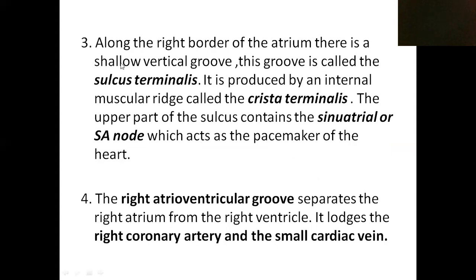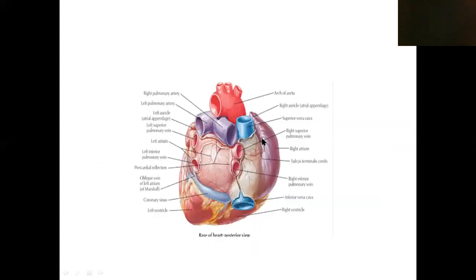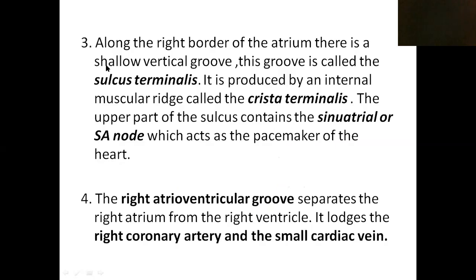Now, along the right border of the atrium, there is a shallow vertical groove. What is the name of that shallow vertical groove? Sulcus terminalis. Along the right border means approximately here. Here we can see a shallow groove which extends from the superior vena cava to the inferior vena cava. This groove is known as the sulcus terminalis.